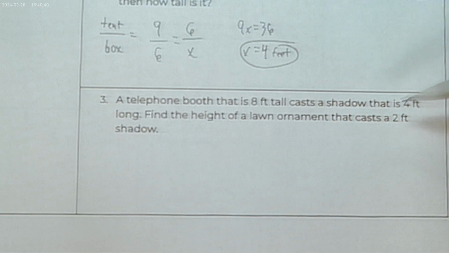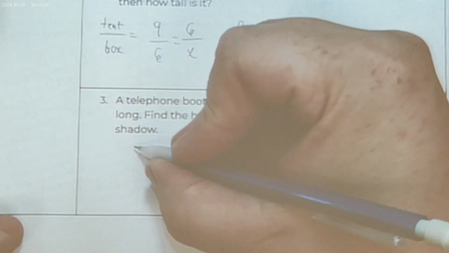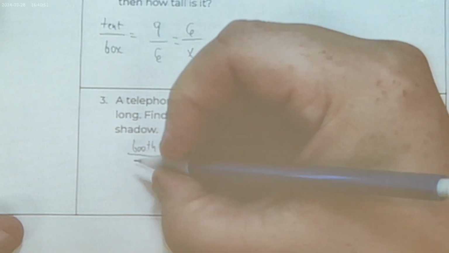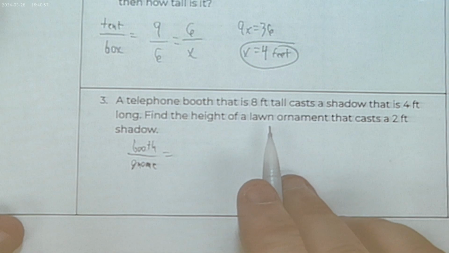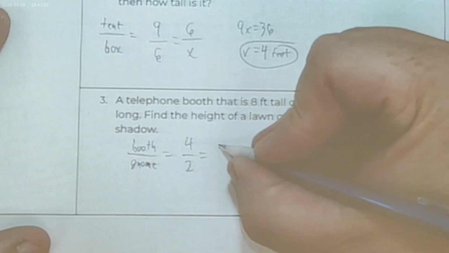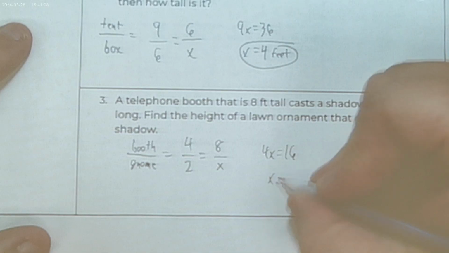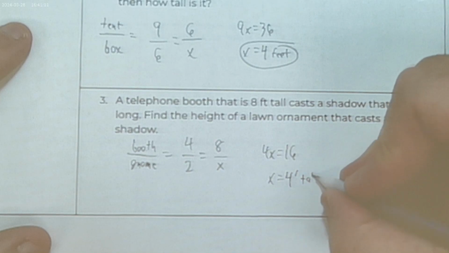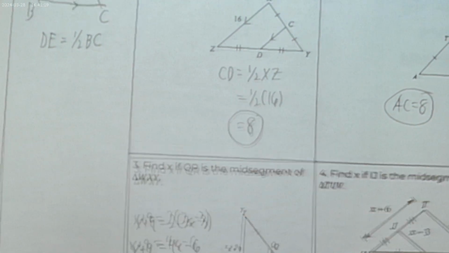So let's see, a telephone booth that is 8 foot tall casts a shadow that is 4 feet long. Find the height of a lawn ornament that casts a 2 feet shadow. All right, so booth to gnome. So 8 feet tall, the shadow is 4 feet long, so 4 is to 2, as 8 is to x. So 4x equals 16, x equals 4 feet tall. Oh, no, that's not too bad. A decent height on a gnome.